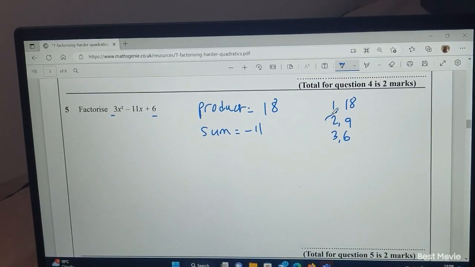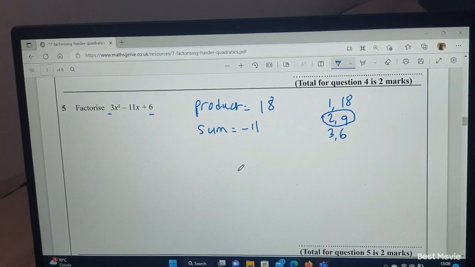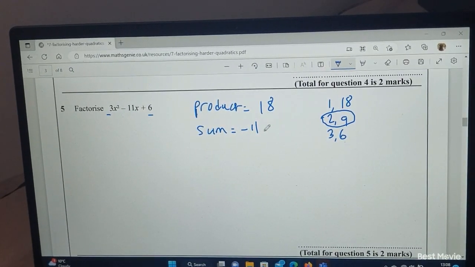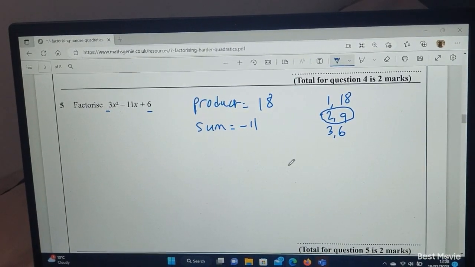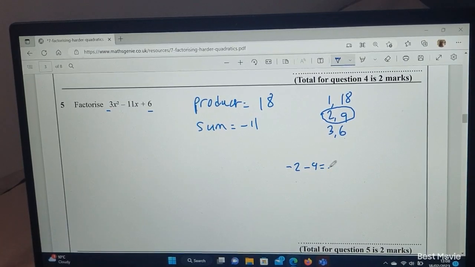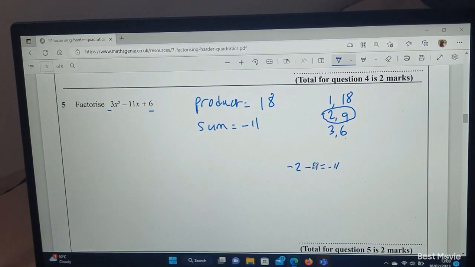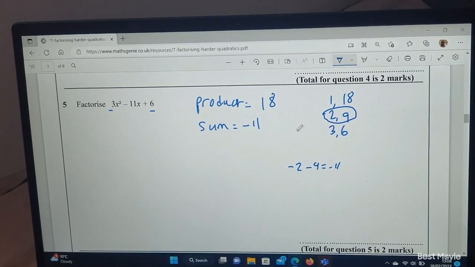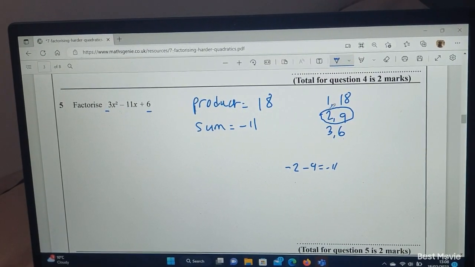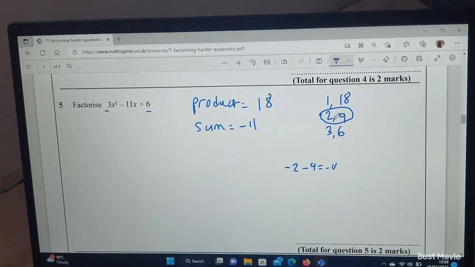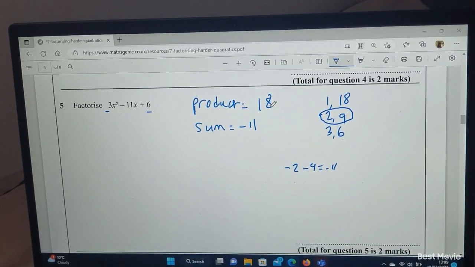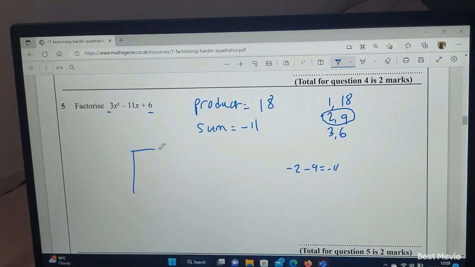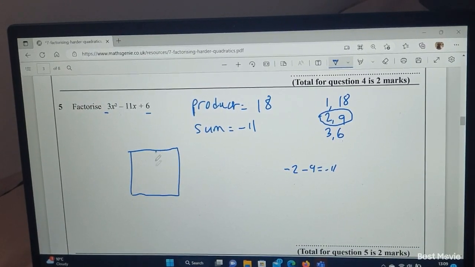So I'm going to choose 2 and 9. To get to minus 11 with 2 and 9, they must both be negative. So minus 2 minus 9 is minus 11. And if I multiply minus 2 and minus 9 together, I'm going to get a positive value of 18. So although I chose 2 and 9, they have to be negative to get me to minus 11, and when I multiply them, it gives me a positive value of 18. So minus 2 and minus 9 are the numbers that I've chosen.